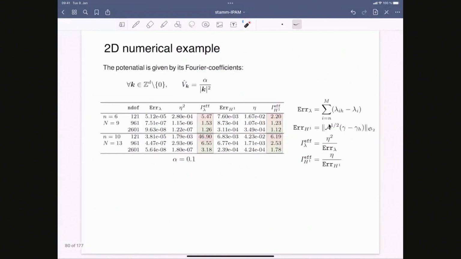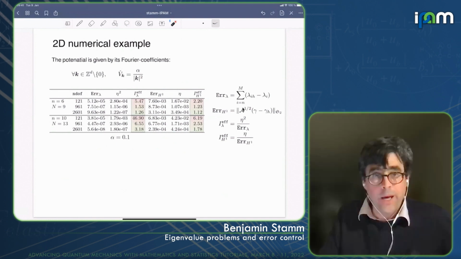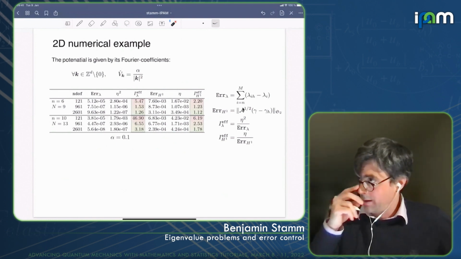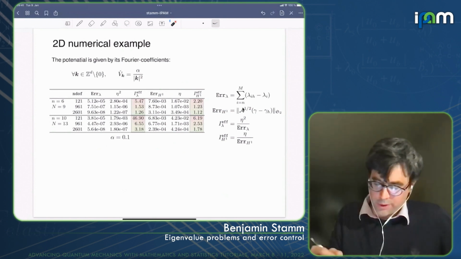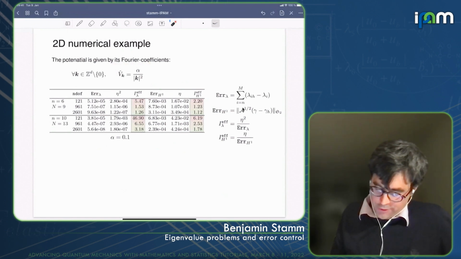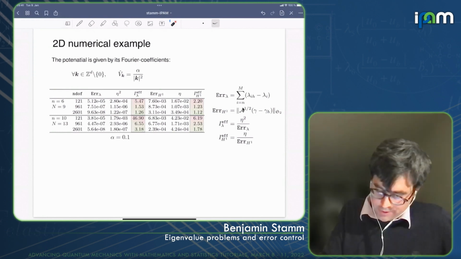So how does this work? So this is a 2D example, since all that matters in a posteriori error estimation is the regularity of the potential. We just give here the Fourier coefficients of the potential. This is not a meaningful potential, but we are interested here in a Coulomb type potential where you have 1 over k square.